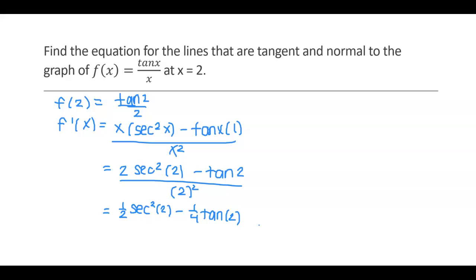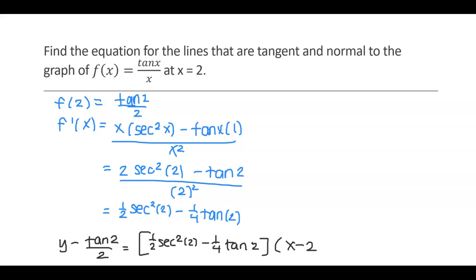This one asks me for those tangent lines again. So it would be y minus tan 2 over 2 equals this 1/2 secant squared 2 minus 1/4 tan 2 times x minus 2. And then the normal line would be 1 over all of that. And honestly, you would probably just get a calculator out and find it.